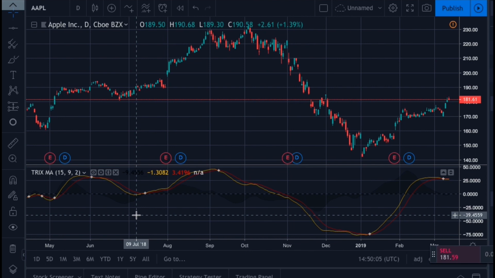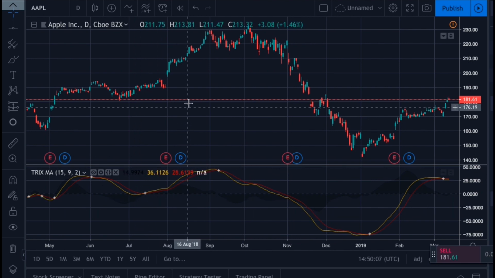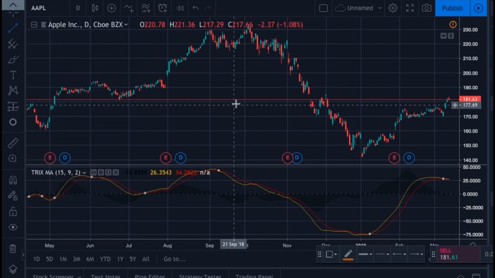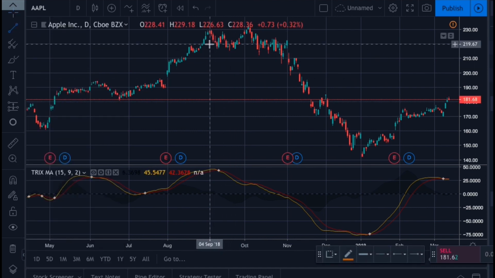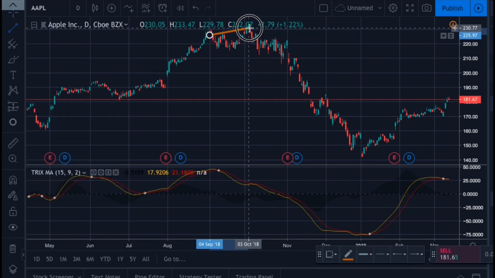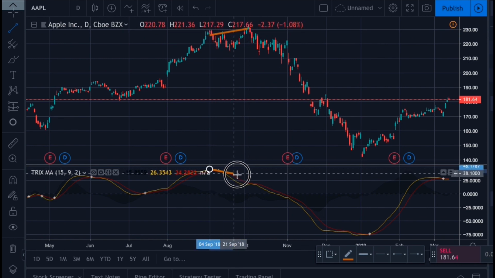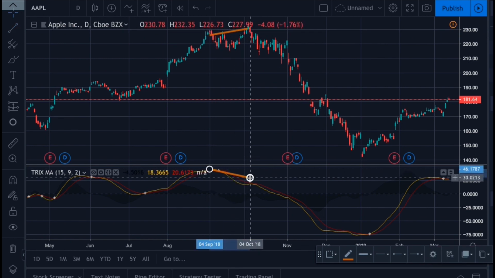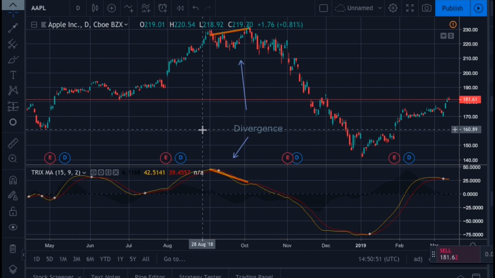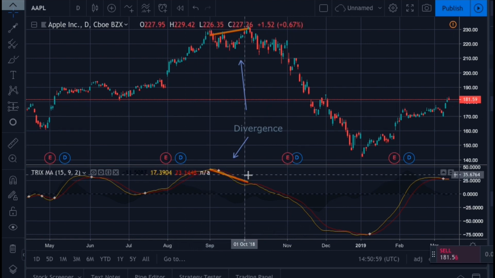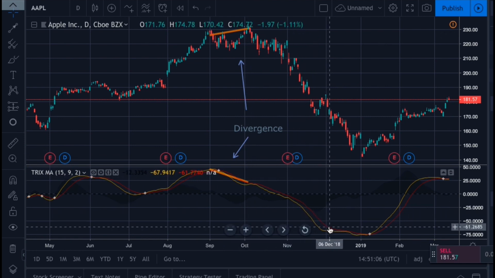Another way you can use the Trix to predict trend reversals is to look for divergences. For example, if you look here, you can see that the Trix indicator pretty much follows the stock price movement. But as the stock price continued to make new highs here, the Trix indicator began to fall. This is called a bearish divergence, and a trend reversal will likely follow. You can see that after the divergence occurred, the stock price quickly fell to get back in sync with the Trix.